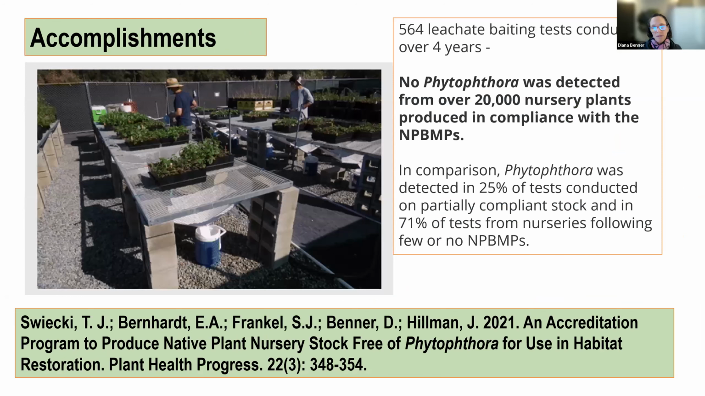The principle of the AIR BMPs is based on exclusion of Phytophthora. So start clean, stay clean. We're super excited to report that after 4 years of testing, there have been 564 leachate baiting tests conducted over those years. And I think the number is actually over 20,000 actual plants now. I think it's closer to 25.